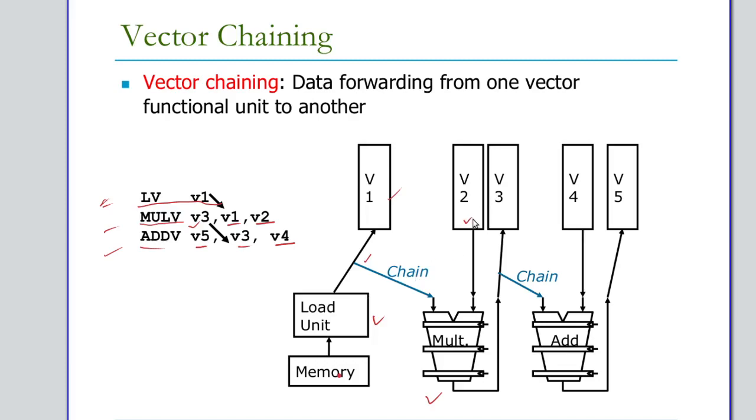So the second vector is here, ready, and per clock cycle we are getting the data, and here also we will start getting per clock cycle data. So we can start this multiply unit, and as soon as the first output of v3 starts coming, we can start the third instruction, the add unit. Okay, so this is something which is called data chaining.